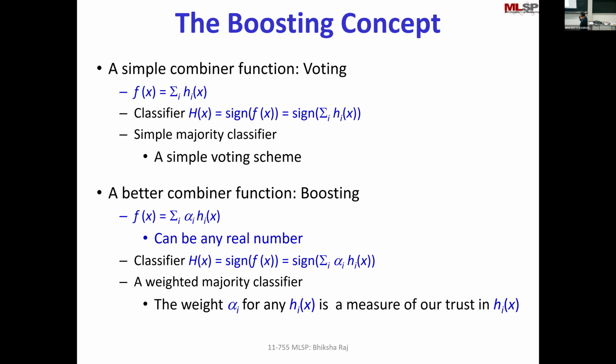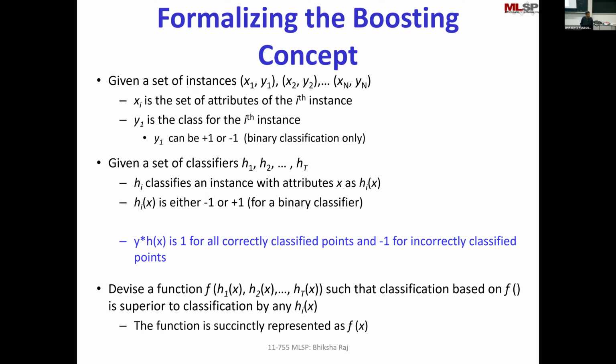Okay. So what is the simplest thing you can do? If I give you a bunch of classifiers, what is the simplest mechanism you can think of for combining them? Vote. So explain.